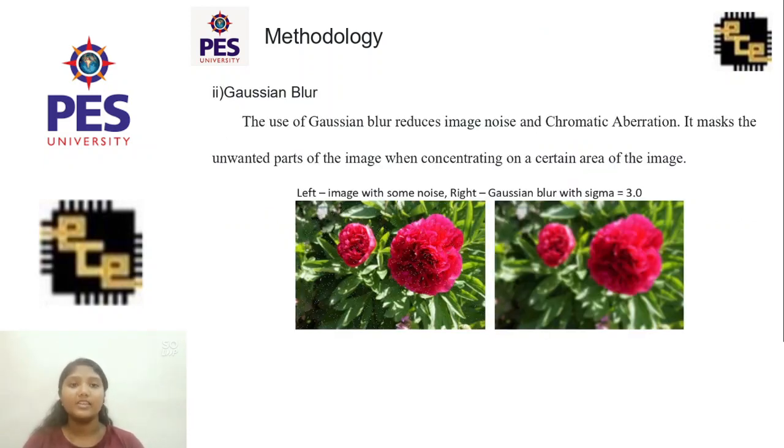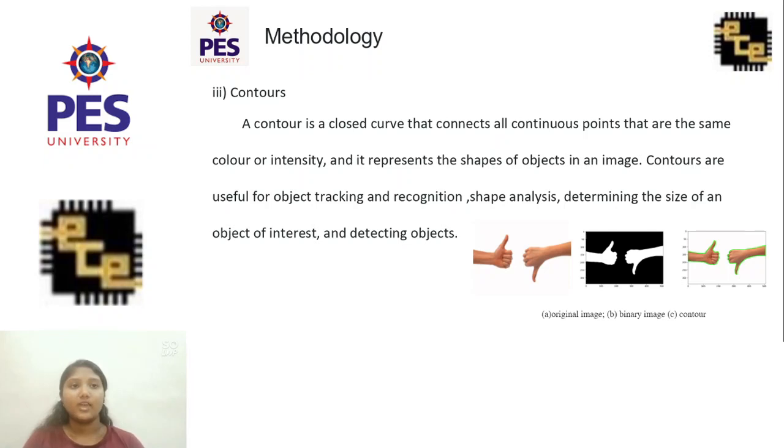Our next step is applying Gaussian filter. The use of Gaussian filter reduces image noise. It is also used to reduce chromatic aberration, that is the colored fringes at the edges of a high contrast picture. Our next step is max contour. Contours are useful for object tracking and recognition, shape analysis, determining the size of the object of interest and detecting objects.